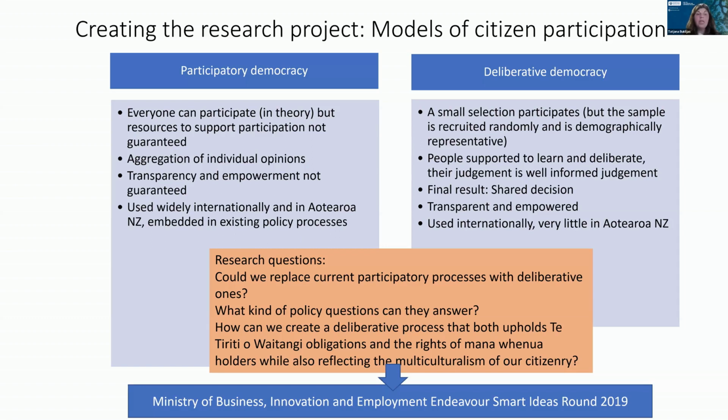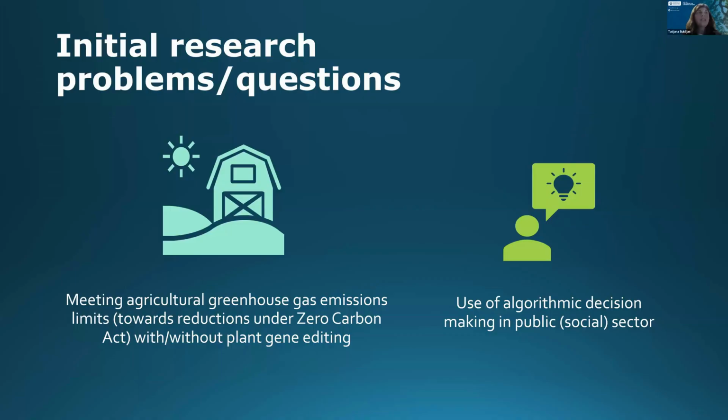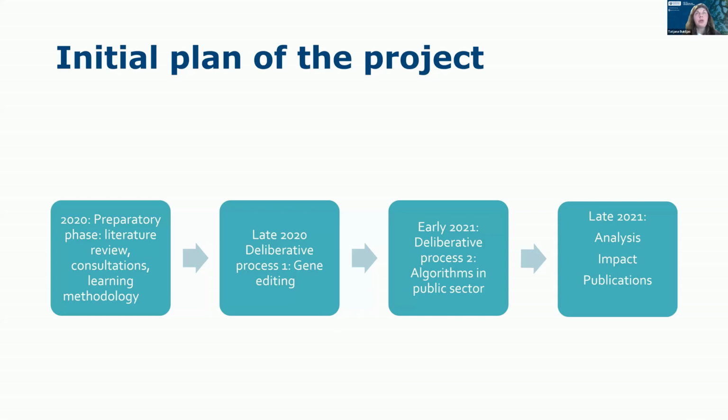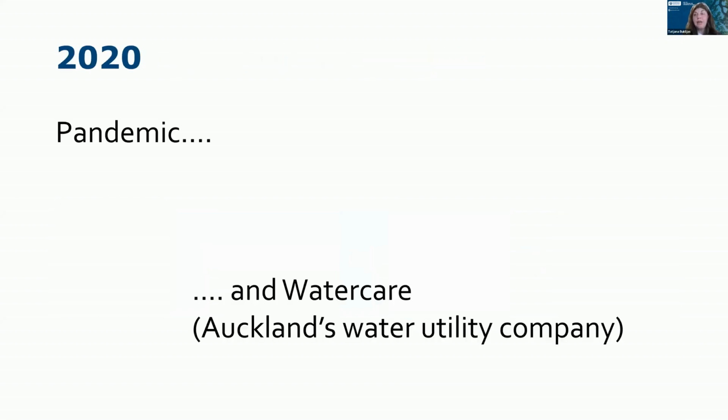And so we started our research project in 2020, and our initial idea was that we were going to run two very short research projects. We were going to test a deliberative process on two fictional but realistic questions. And these are the questions that we came up with. And this is what we initially wanted to do, and this is how we thought our project was going to look. It was going to be two years, and this is what it was meant to roughly look like. However, 2020 came, the pandemic started, and we couldn't really do anything.